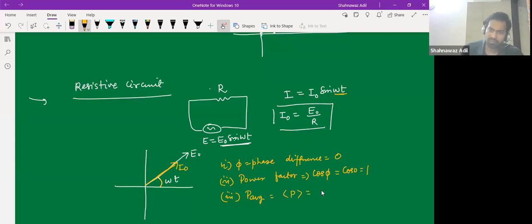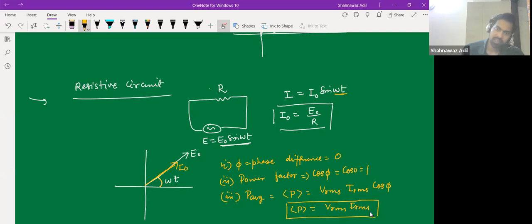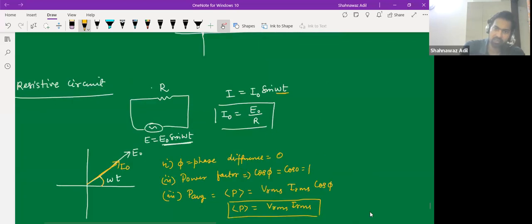And this we found out is VRMS, IRMS, and the power factor. So then we found out that this is VRMS, IRMS, and this cos phi is 1. So this was the average power in the resistive circuit. And then we also drew the graph of this one.